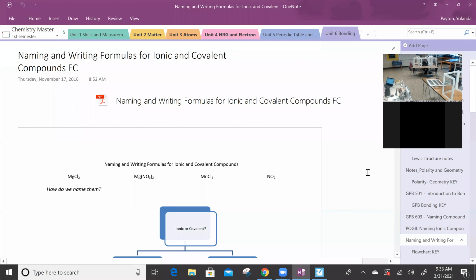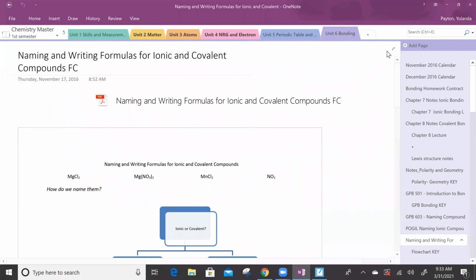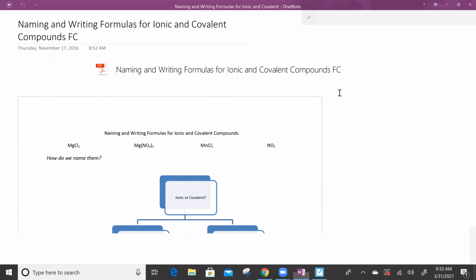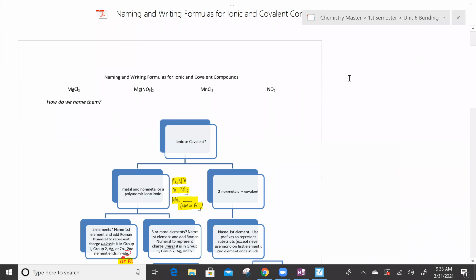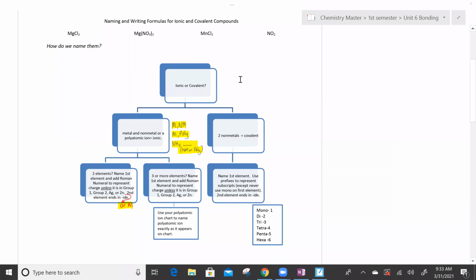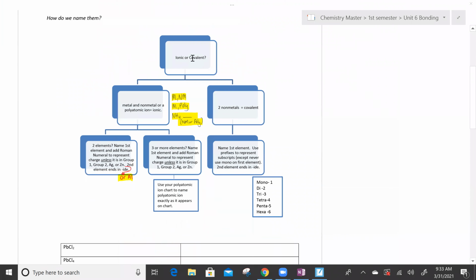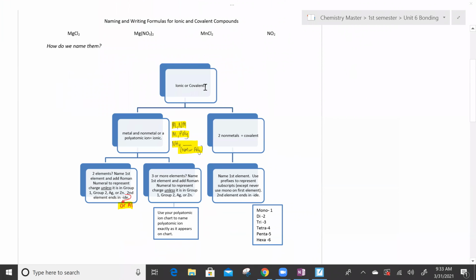All right, so quick review on ionic bonding, and then you have a quiz, a small quiz. For that, on your Schoology, there's this flow chart, right? So if you kind of get lost, you can use this flow chart. It shows you how to name ionic or covalent.